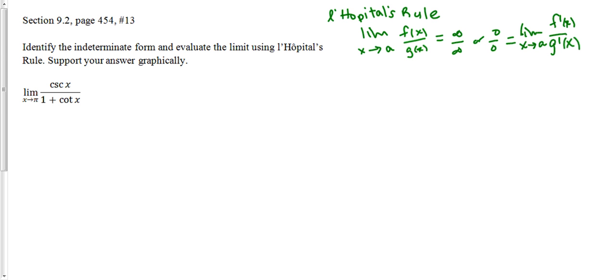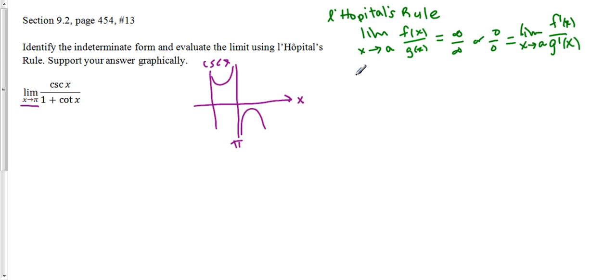Now, trig functions always deserve a little bit of special attention, so let's start by graphing the numerator and the denominator separately. I can draw a graph over here of x versus cosecant x, and I get something that kind of looks like this, with a discontinuity at pi. There'll be another one over here at 2 pi, but I'm mostly concerned about pi because that's what I'm trying to approach. And I'll get different values for cosecant x, whether I approach from the positive side or the negative side.